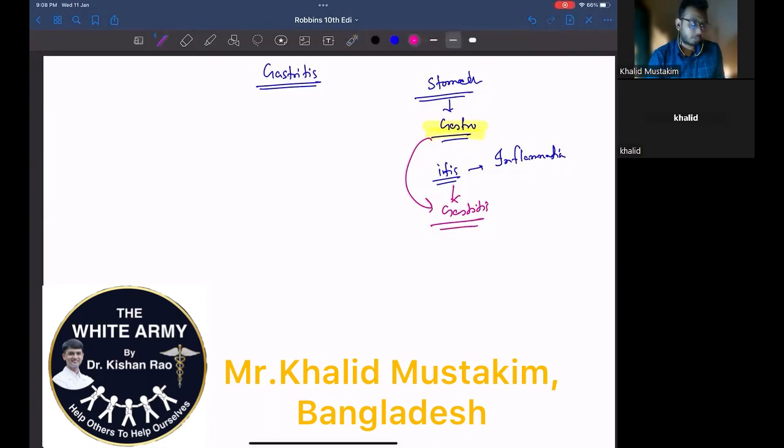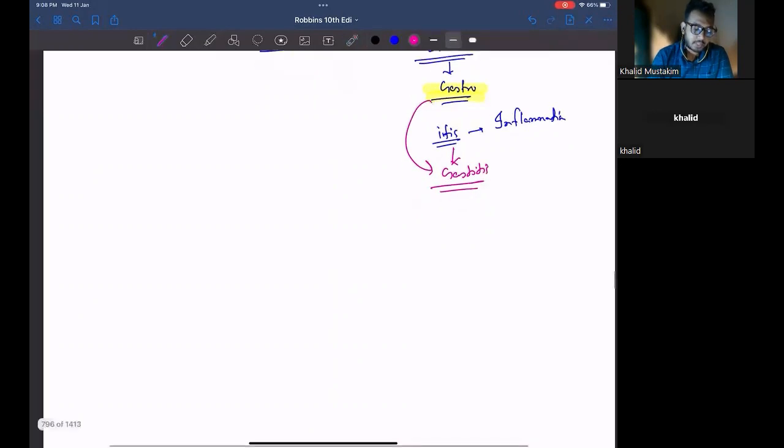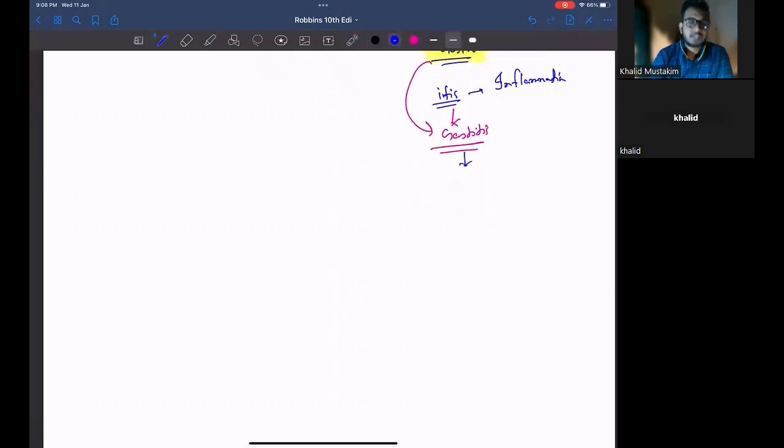If we talk about the problems of the stomach, we must know another basic concept: whenever we are talking about gastritis, we have to know in which layer this gastritis is occurring. As we know, in our GIT we have 4 layers: mucosa, submucosa, muscularis propria, and adventitia or serosa, whatever you say. But whenever we are talking about gastritis, we'll only talk about the mucus layer.